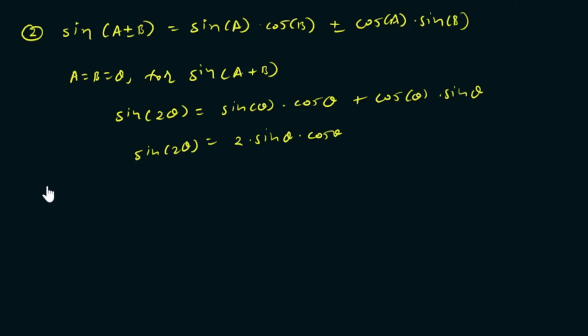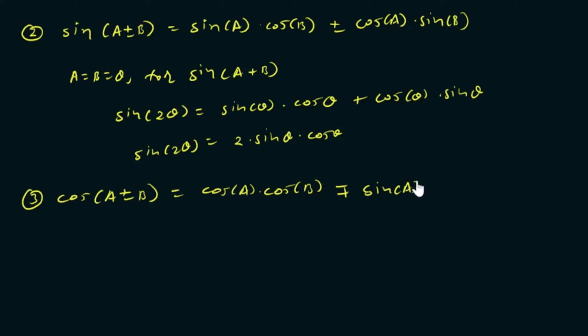Our next trigonometric identity is cos of a plus or minus b equals cos a cos b minus or plus sin a sin b. Always remember, in the case of cos of a plus or minus b, the sign on the right side will be minus and plus, not plus or minus. Now let us put a equals b equals theta for a plus b.